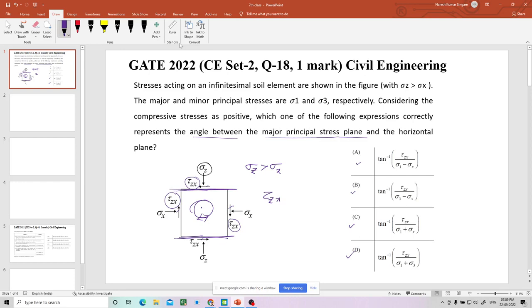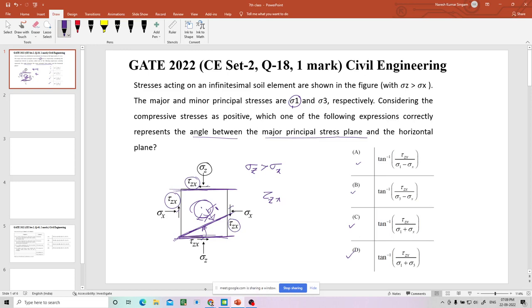What is the major principal plane? The plane on which sigma 1 is acting is called the major principal plane, because this is the major principal stress. So let us say this is the plane on which this sigma 1 is acting. Okay, so what do we have to find out? The angle between the horizontal plane and the major principal plane. We have to find that, and one of the options will be equal to that.